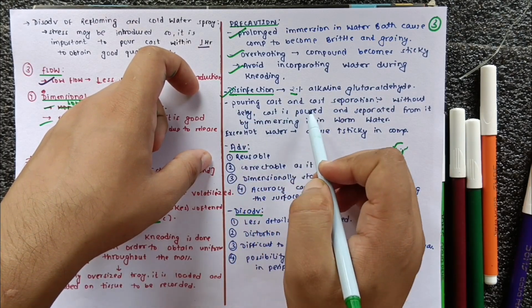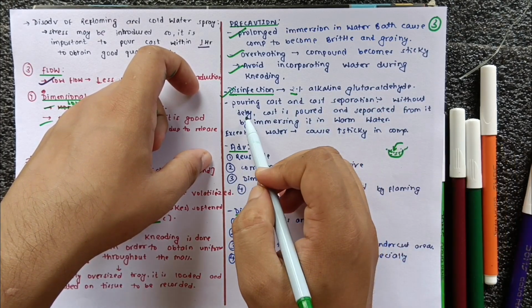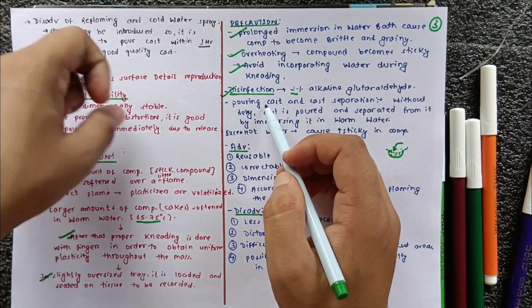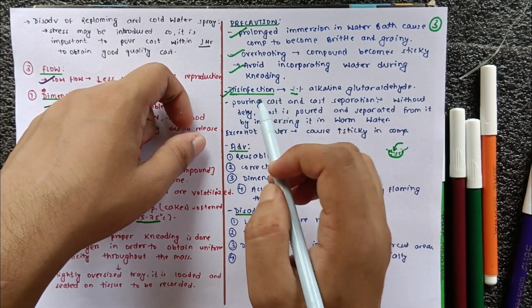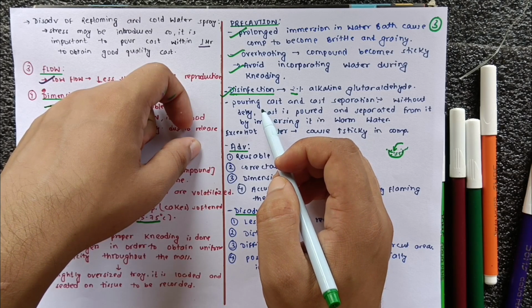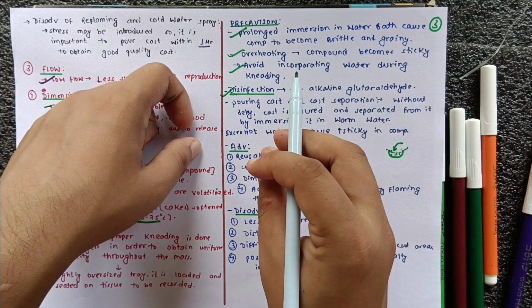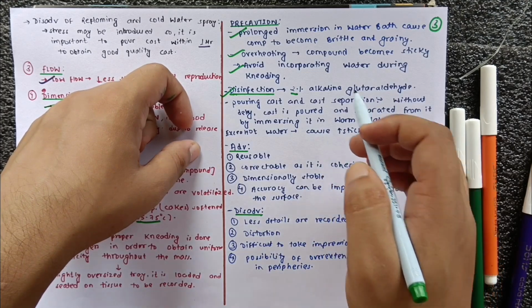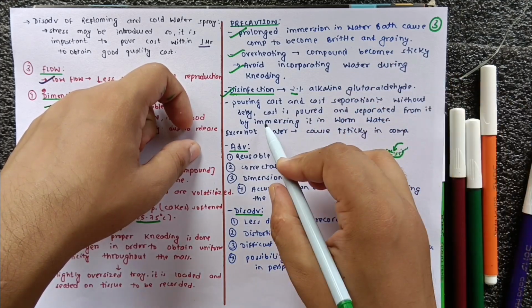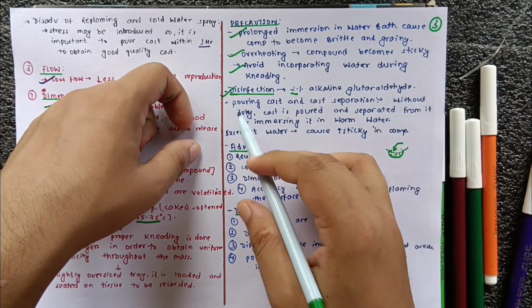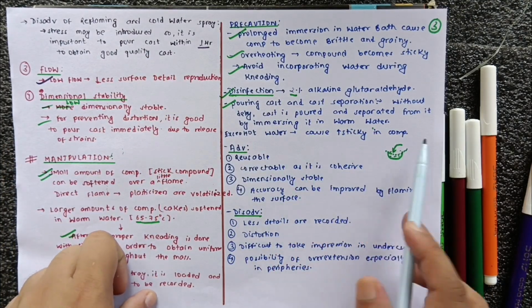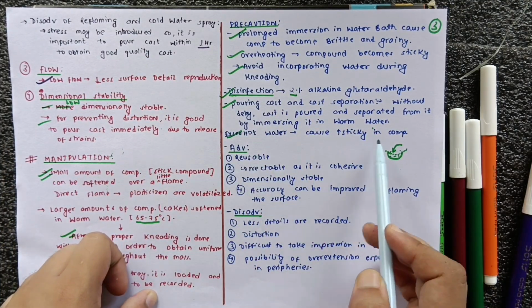Similarly, pouring of the cast and cast separation, as I have written here. The cast is poured immediately after taking the impression, and after pouring, it is separated after some time by immersing into warm water. That is the proper way. Excess hot water would cause an increase in the stickiness of the compound.